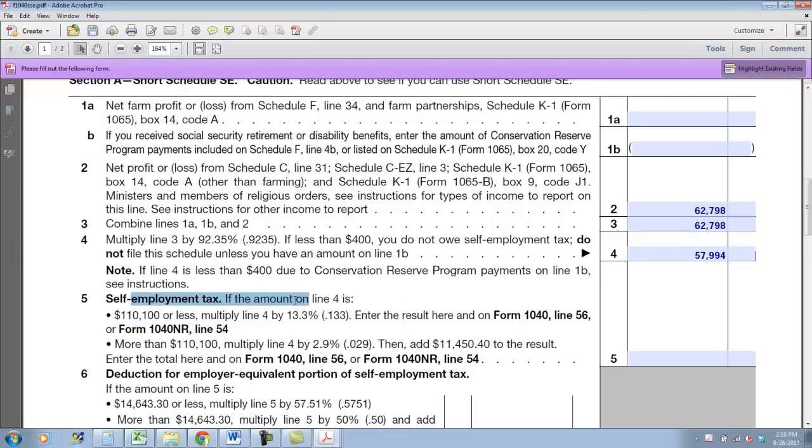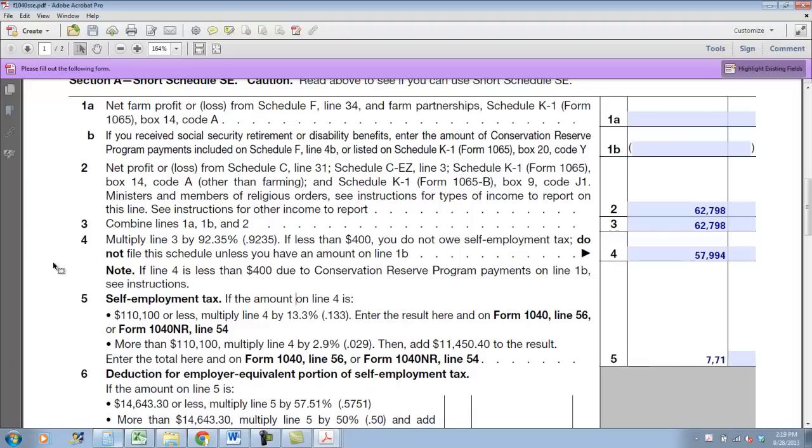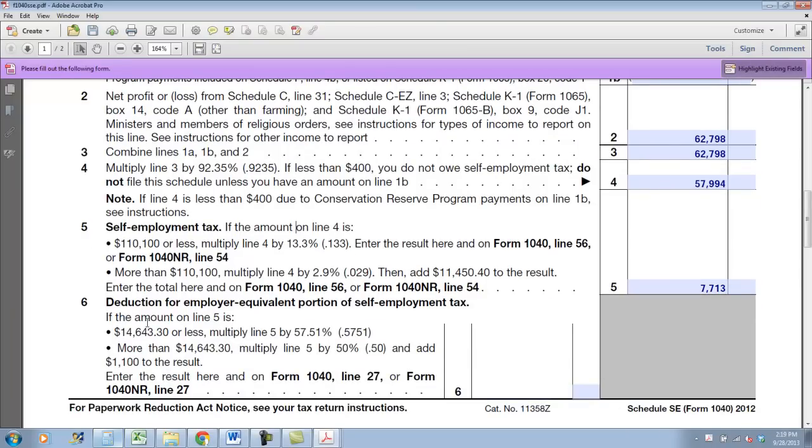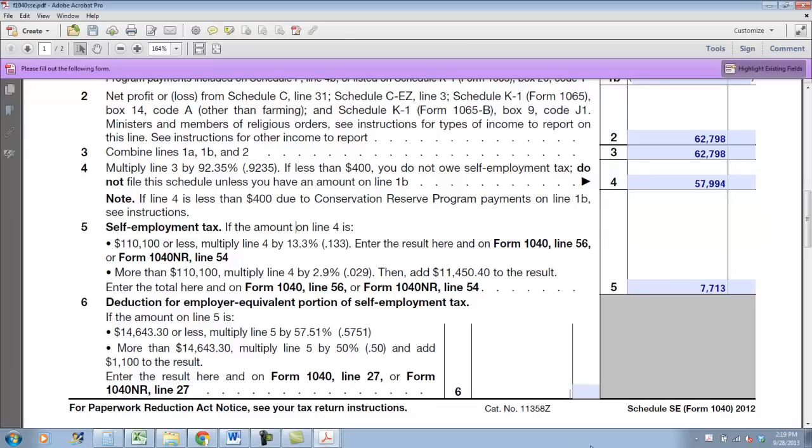So, if line 4 is $110,000 or less, multiply by 13.3. Okay. $7,713. So that's what's going to go on line 5. $7,713. Now, if the amount on line 5 is $14,000 or less, multiply by 0.5751. 443, and we're going to round to 6. So, 4,436. Enter this result on 1040, line 27.